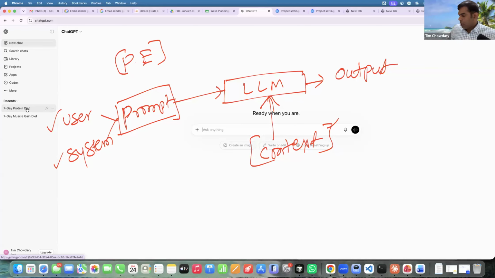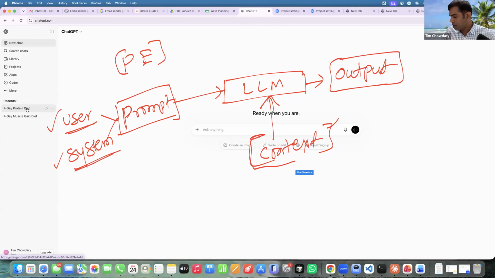Okay. So your output is dependent on three factors. One is user prompt. The other one is system prompt, which is configured. We will again talk about what is system prompt in subsequent classes, right? And context. Context is optional.